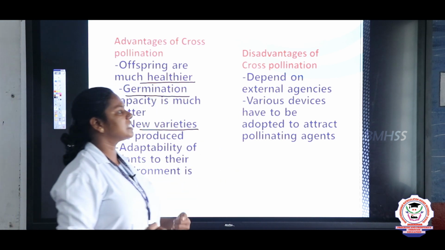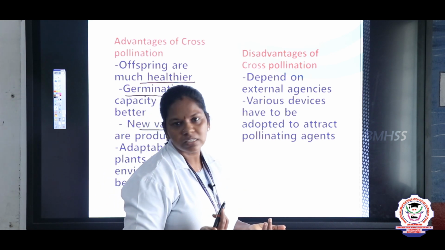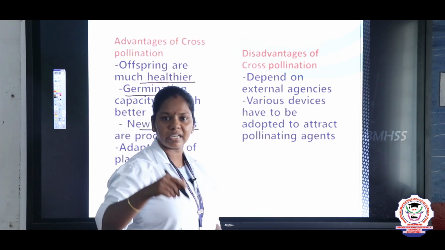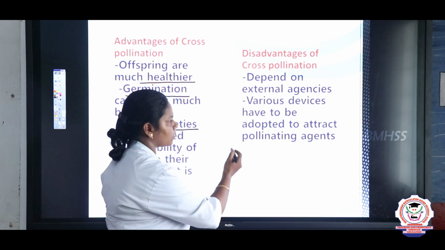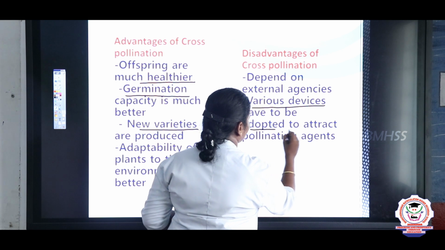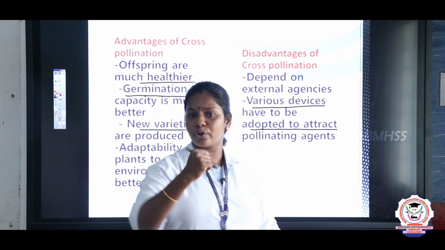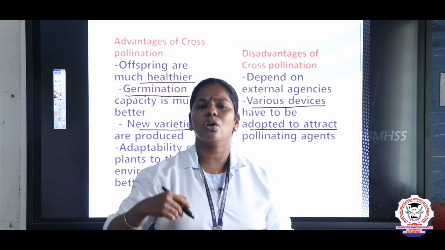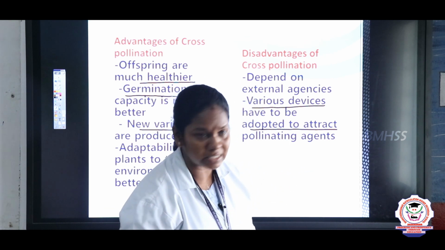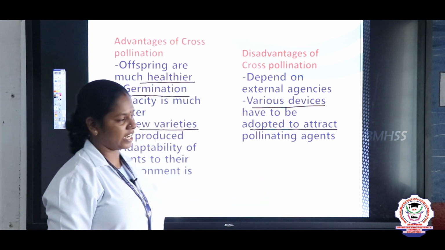And next, disadvantages: it needs to depend on some agencies. It cannot self pollinate, it needs a bird or an insect to pollinate. And various devices have to be adopted. Since it has to attract the insects, it should be colorful, it should produce more nectar, it should be bigger in size. So, a lot of mechanisms must be produced by these plants. This is a disadvantage in cross pollination.